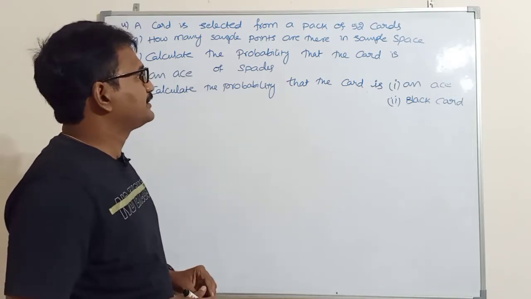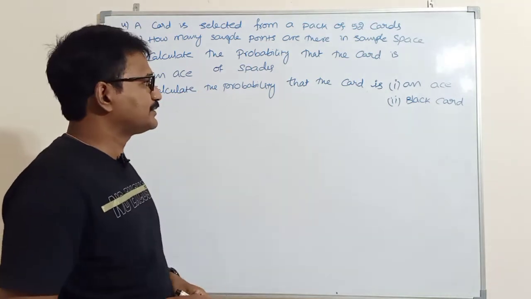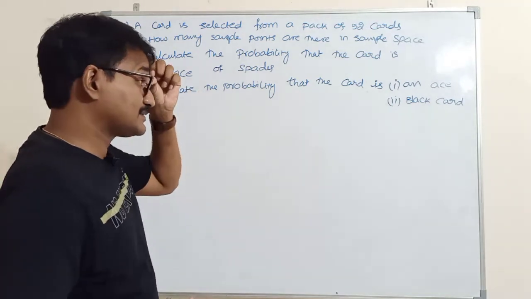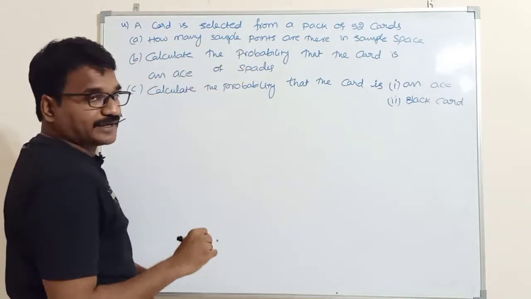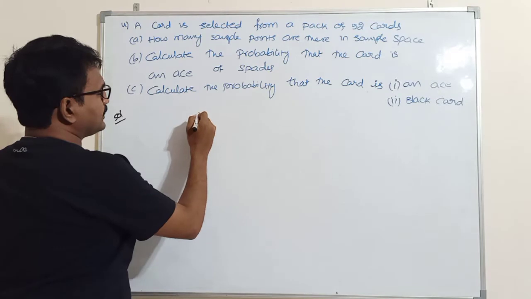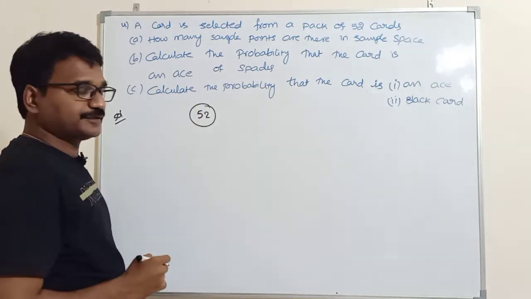Second question is calculate the probability that the card is an ace of spade. Third question is calculate the probability that the card is an ace. Second question is black card. So a card is selected from a pack of 52 cards. A pack of cards means 52 cards.